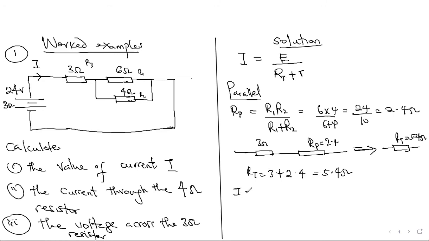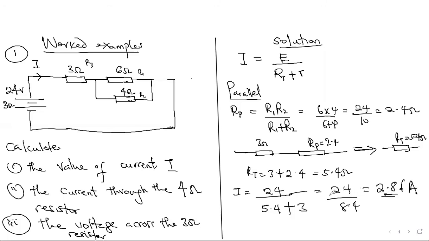The current will therefore be E, the EMF of the cell, 24, divided by the total external resistance connected, which is 5.4, plus the internal resistance of the cell, 3. That gives us 24 divided by 8.4, which is 2.86 amps. So that's the current flowing through the circuit. That's the first part of the question.